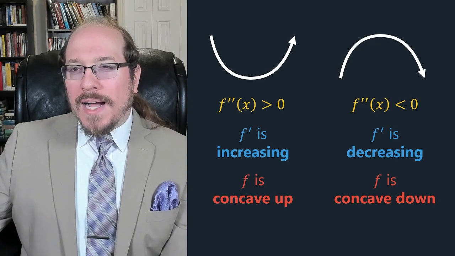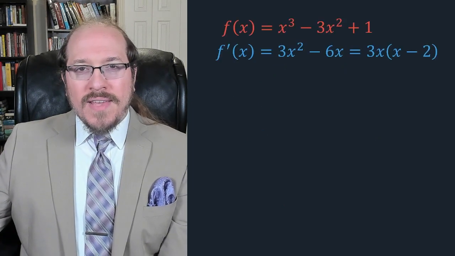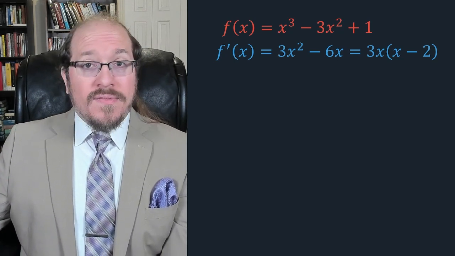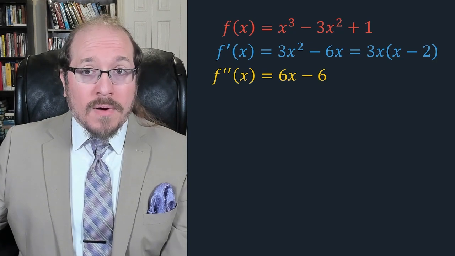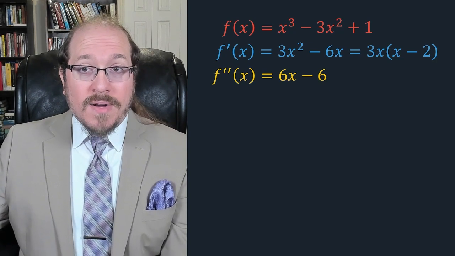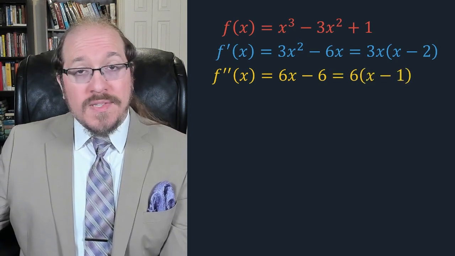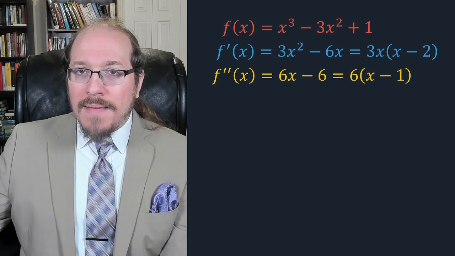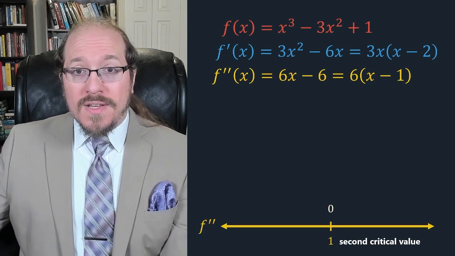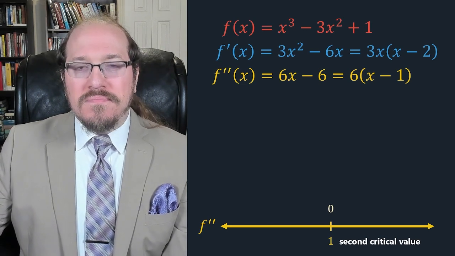Okay, let's go back to our original curve we've been analyzing. Since the first derivative is 3x squared minus 6x, if we take the derivative of that, we'll get f double prime of x equals 6x minus 6. If we factor out the 6, that's the same as 6 times the quantity x minus 1. That means that f double prime of 1 comes out to 0. So we'll call 1 a second critical value of f.